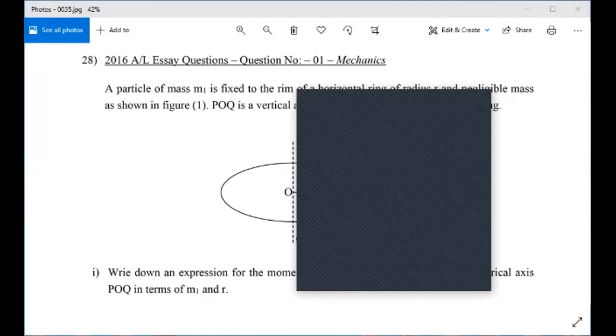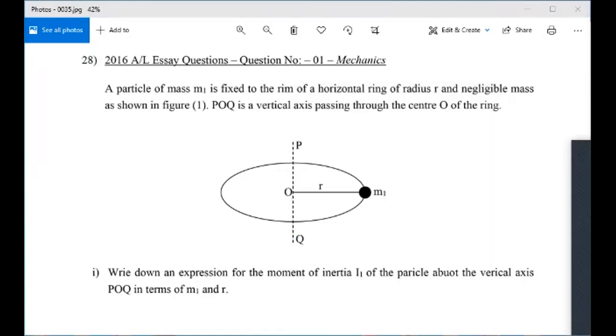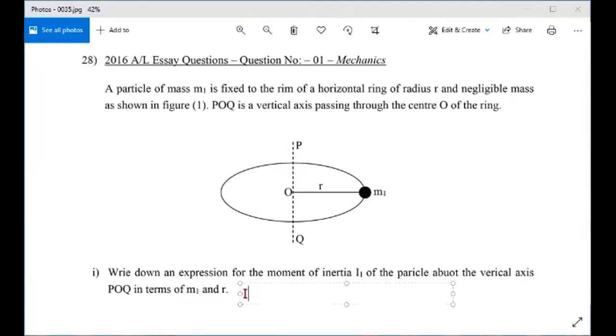If a particle is on a circular path of radius r, when the rim is rotated, the particle will move along a circular path of radius r. Therefore, what should be the moment of inertia? Anyone? M1. Yes. So moment of inertia I1 equals M1 into R square. That's it. So simple. Right?